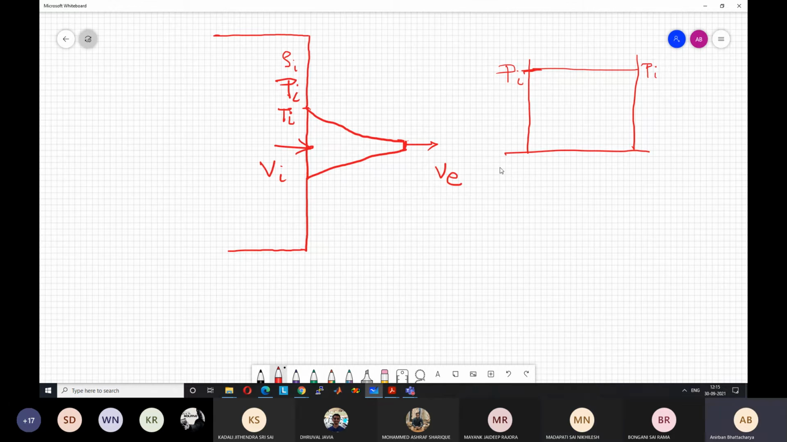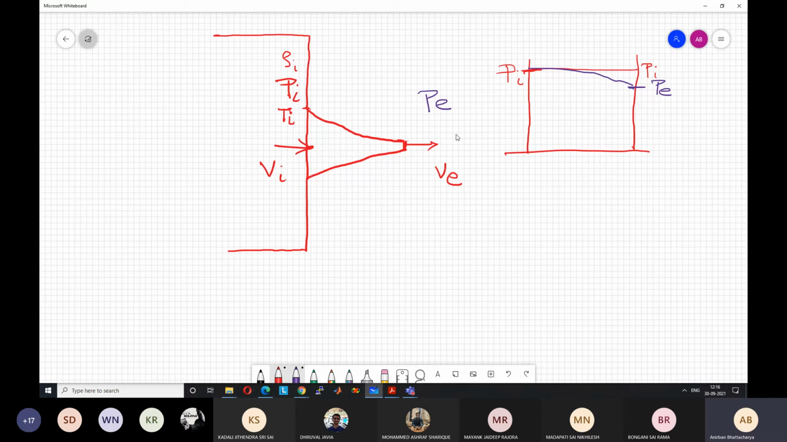Now I keep on decreasing the pressure at the exit, and say I have decreased the pressure to some pressure Pe. So in that case, what will happen? Mass flow rate will increase. Okay, there will be some mass flow rate through the nozzle because of the pressure difference. Because at the inlet we have a larger pressure and at the exit a lower pressure, so it will drive the flow forward.